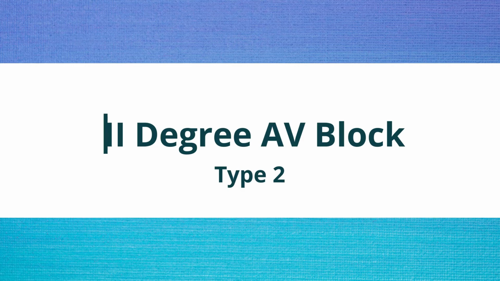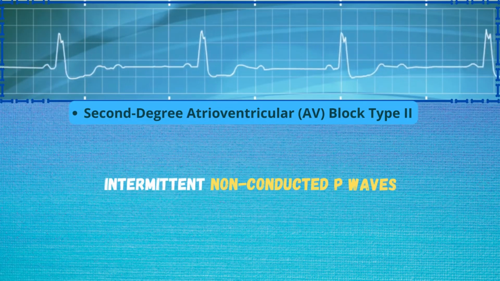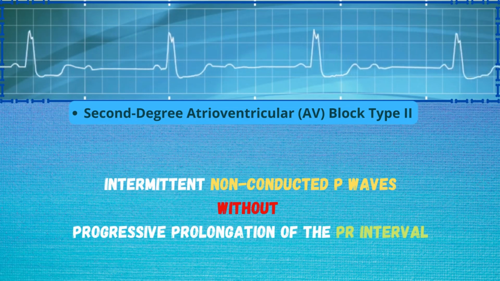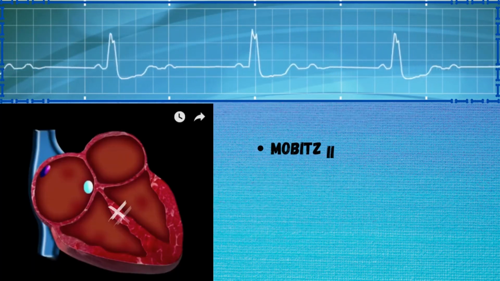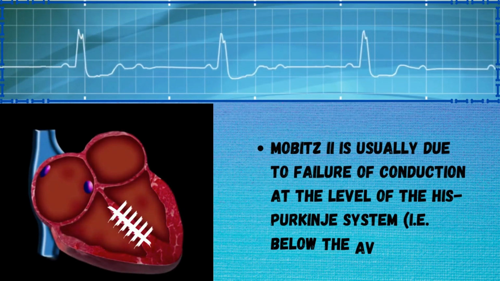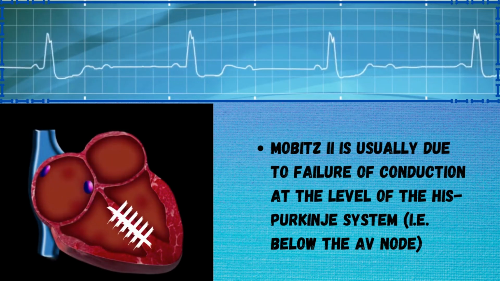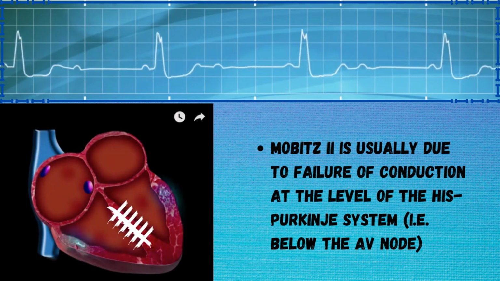Second-degree AV block, or Mobitz type II. There are intermittent non-conducted P waves without progressive prolongation of the PR interval. Mobitz II is usually due to failure of conduction at the level of the bundle of His and Purkinje system.